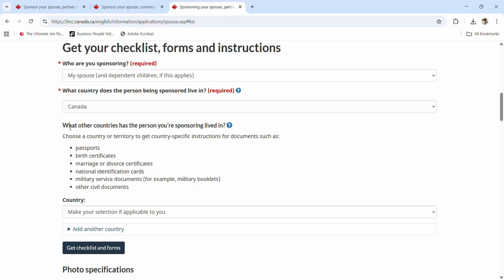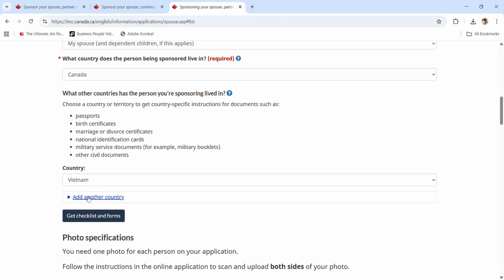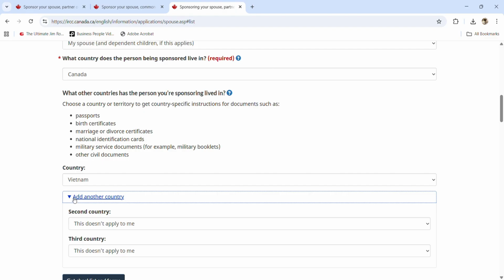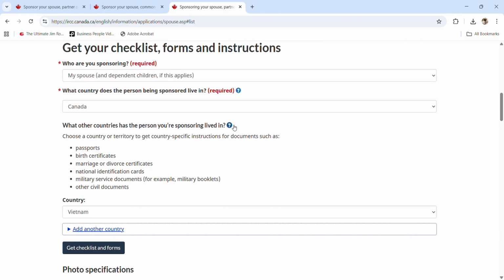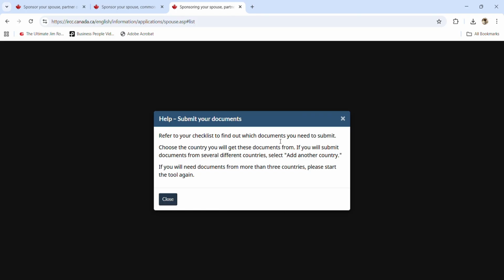The next question is, what are the countries that the person you are sponsoring lives in? If they live in one country, then select that one country where he or she lives. For example, in my case, that person lives in Vietnam. If you have any other country, you just add it in here, and then continue to add in the countries. If you need to know more information, just click on that question mark, and it will show you and explain what to do.